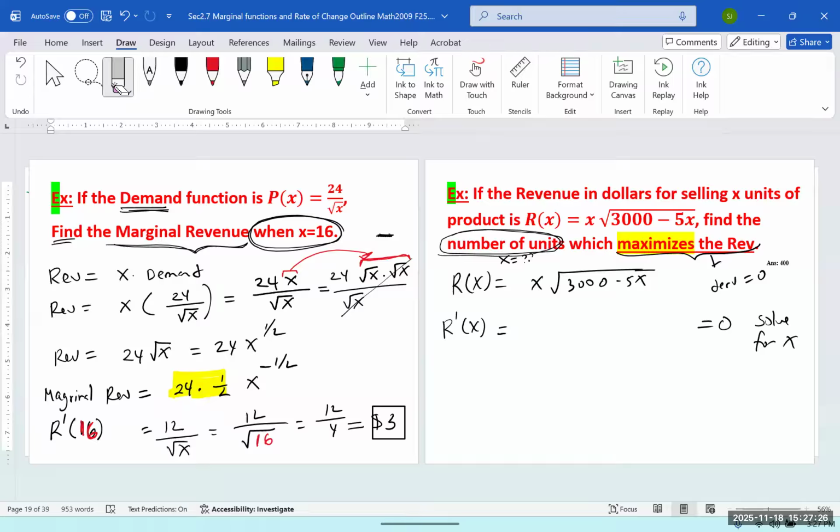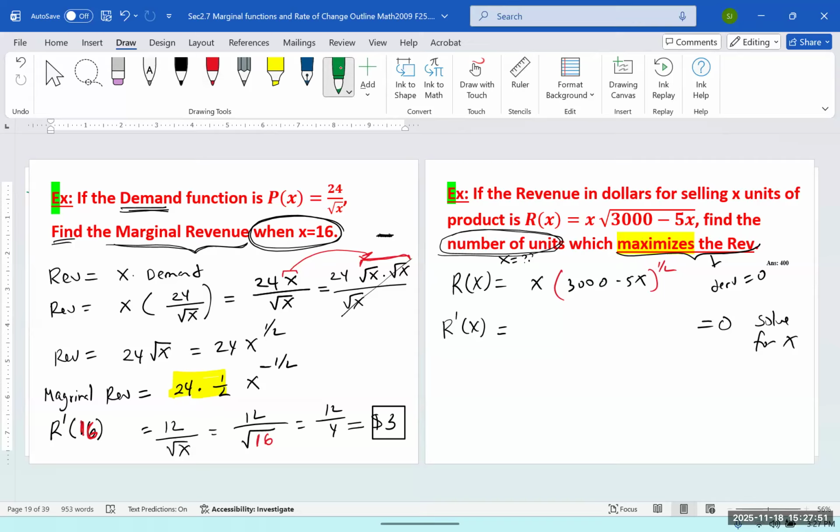Okay, Johnny, you told me I didn't teach this in class, so I'm teaching it now. Our revenue, let me rewrite this using power. So we have x and then 3,000 minus 5x to the 1/2 power. What do you observe here?